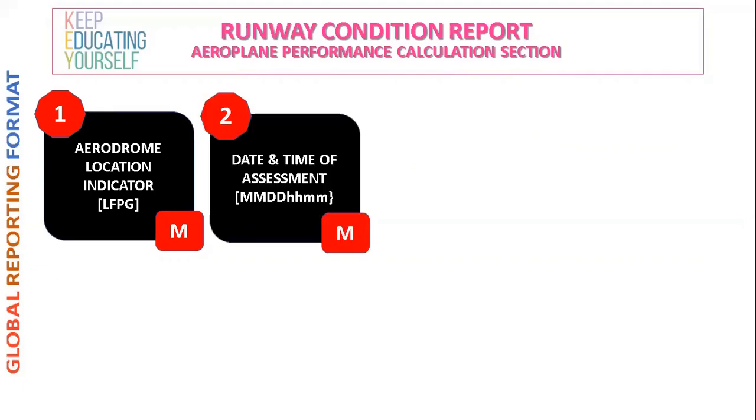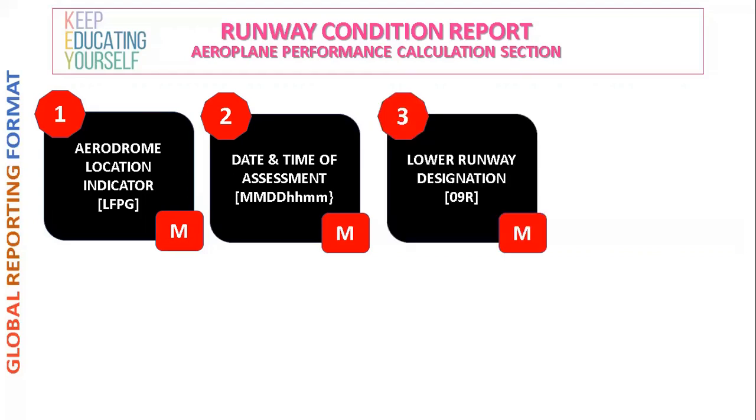Second element, date and time of assessment. It will be done in UTC. The information is mandatory again. Format: first MM is month, DD is date, HH is hour, MM minutes. So September is month 09, then the date of assessment, suppose 11, time 1357. It will come like this.